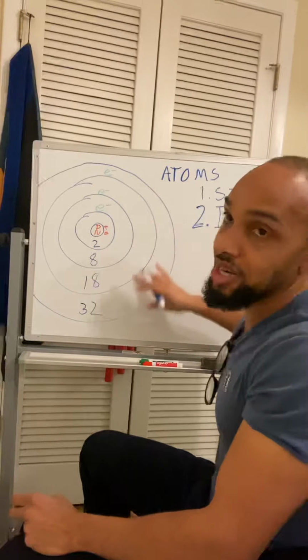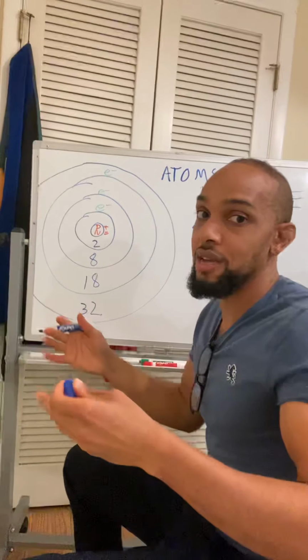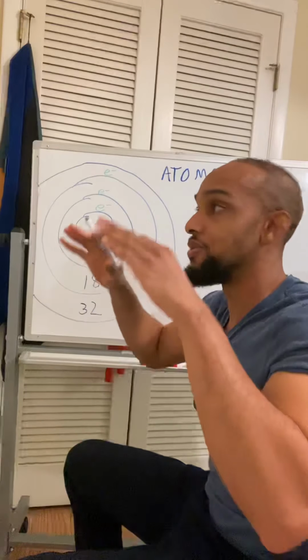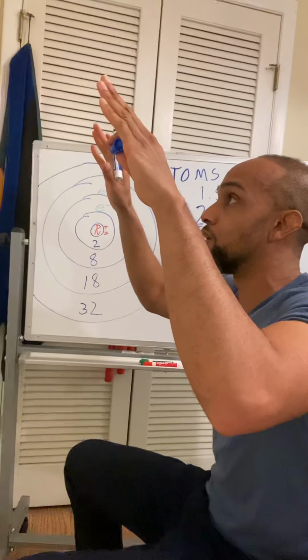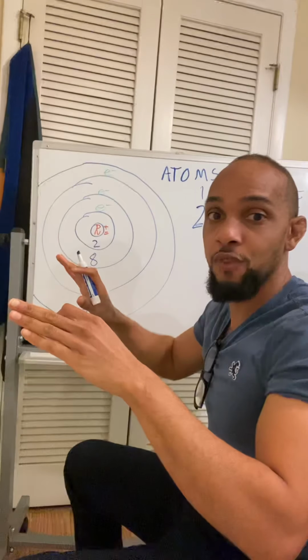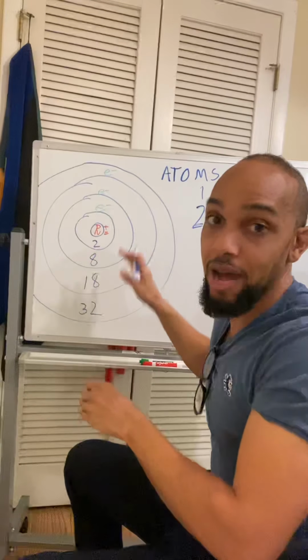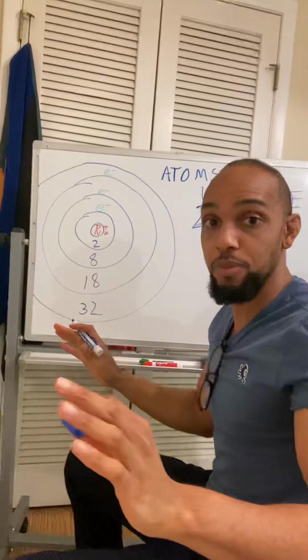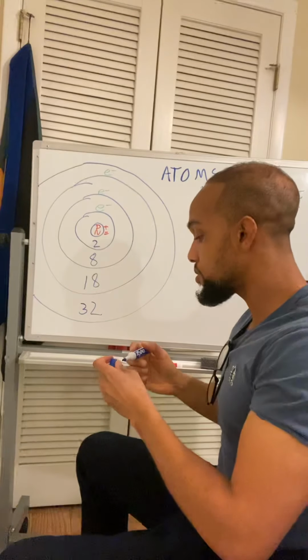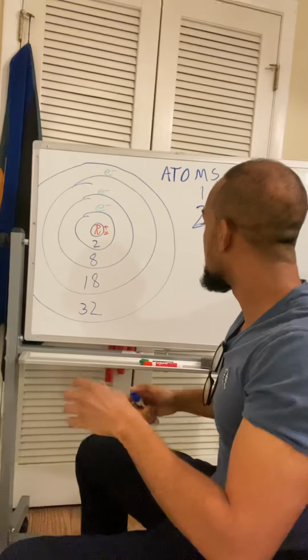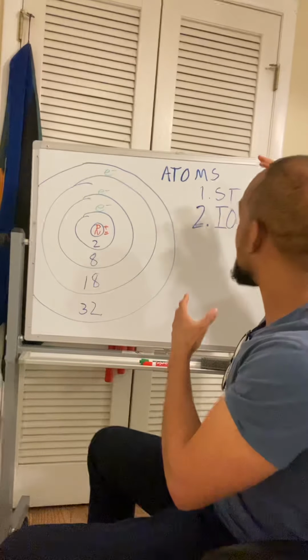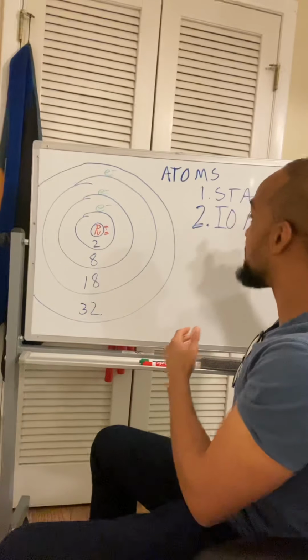So ions kind of disrupt that, because ions by definition are just atoms that have either energy levels that aren't quite full, or they just have extra electrons in the outer energy levels. That's the simplest way I can put it. So those are the fundamentals of the atoms at that level.